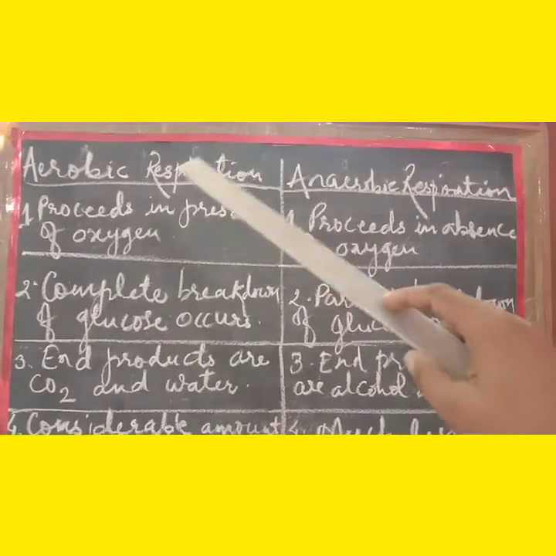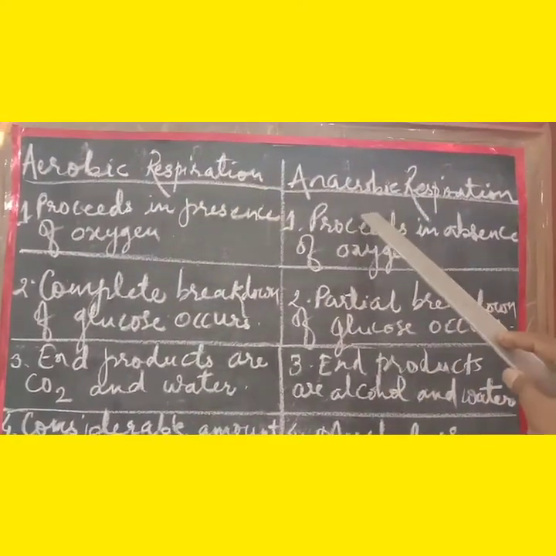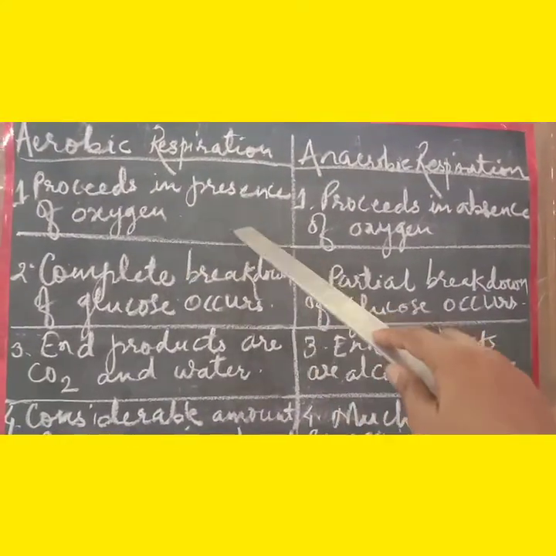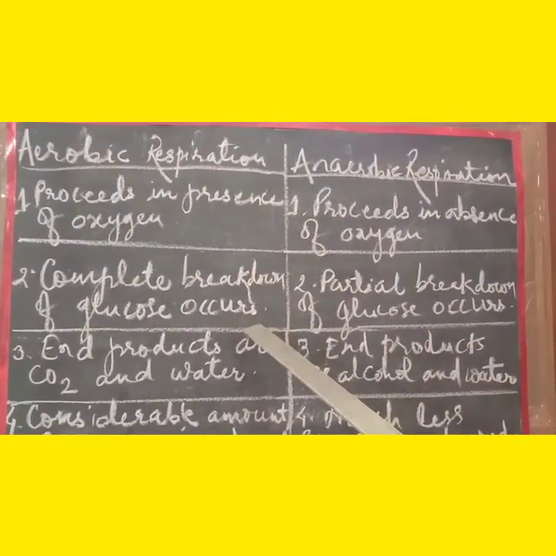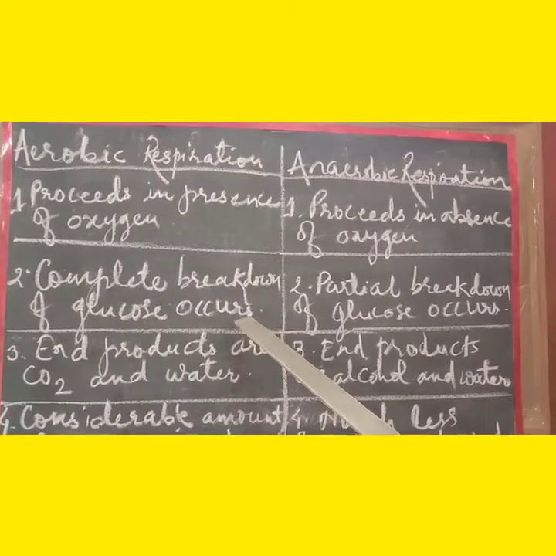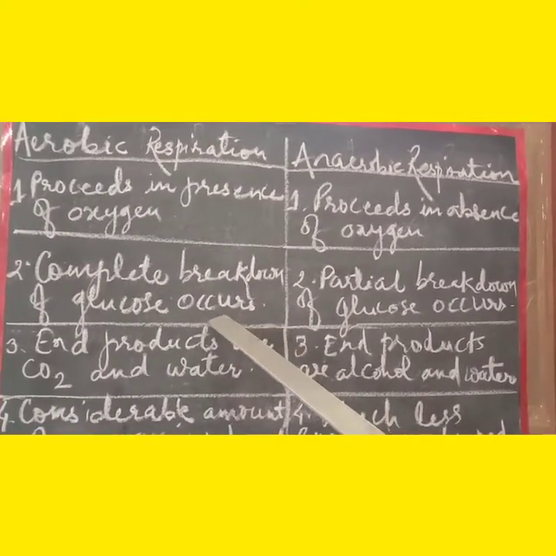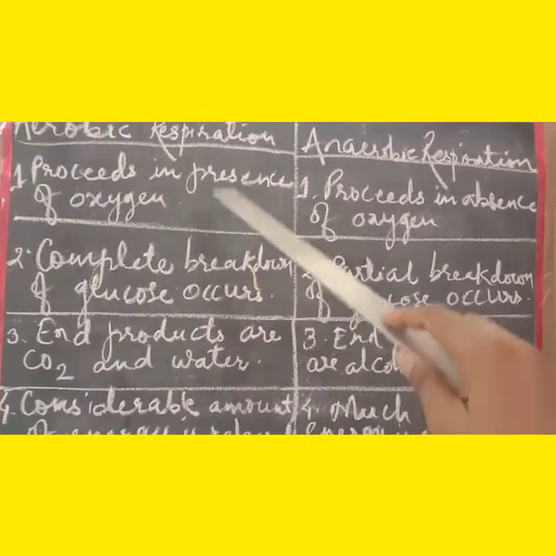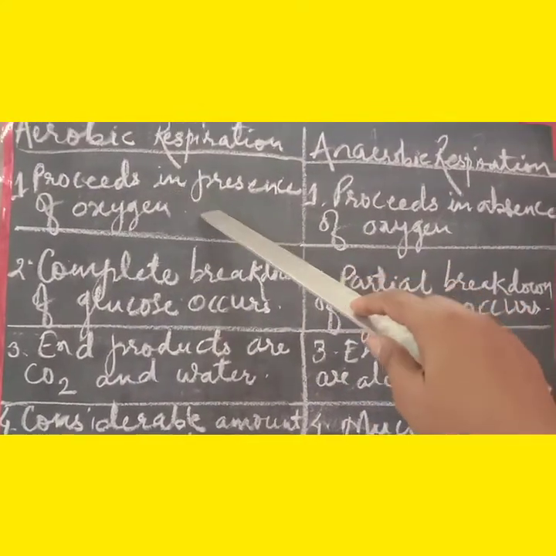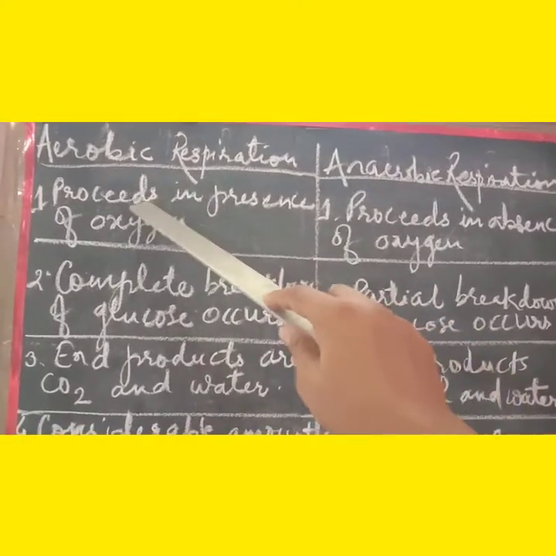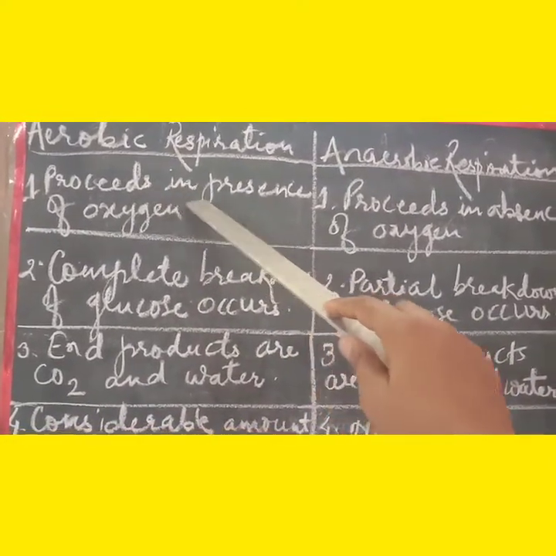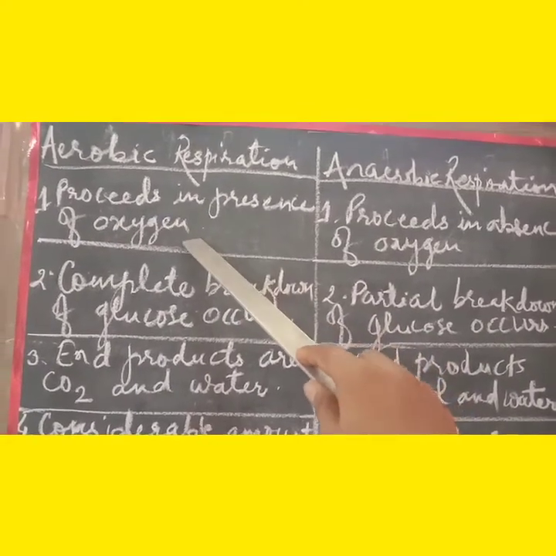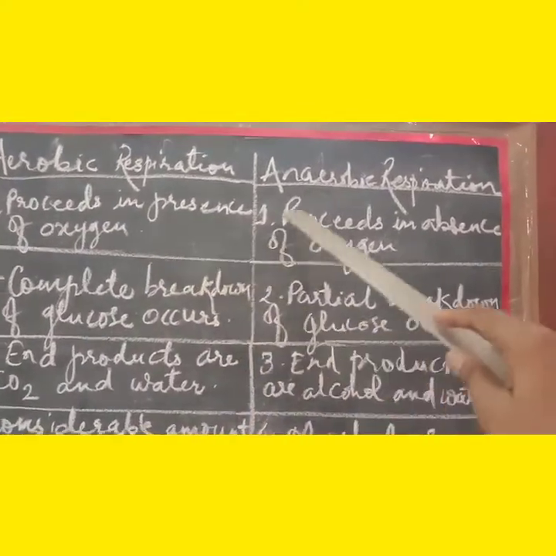Let's see the difference between aerobic respiration and anaerobic respiration. We have already discussed these topics in detail in the previous video also. You can go through that video to understand it more. Anyways, let's see the first point of difference. Aerobic respiration proceeds only in presence of oxygen. It means oxygen is required for this process to occur.